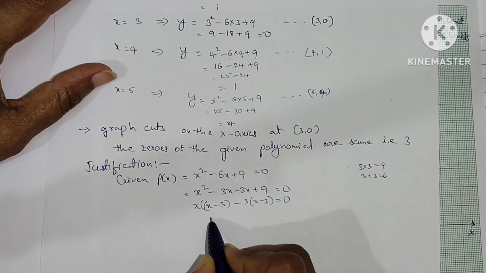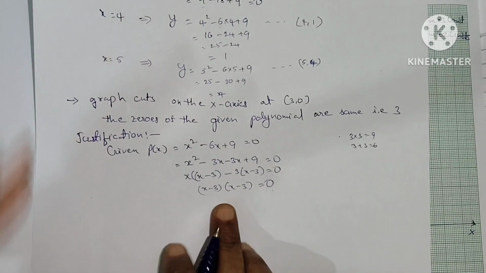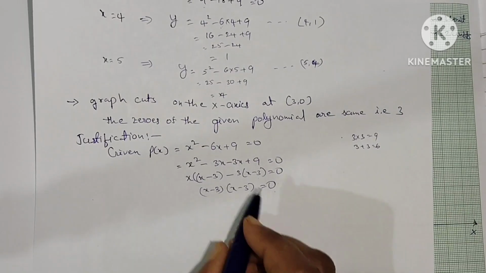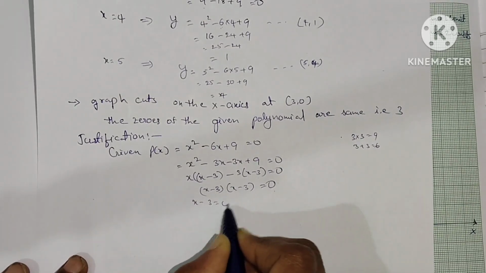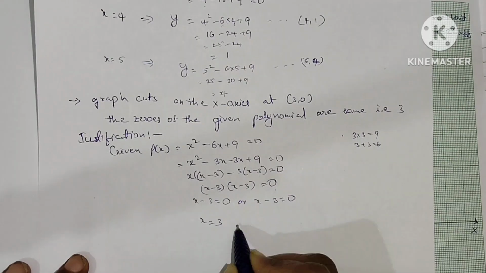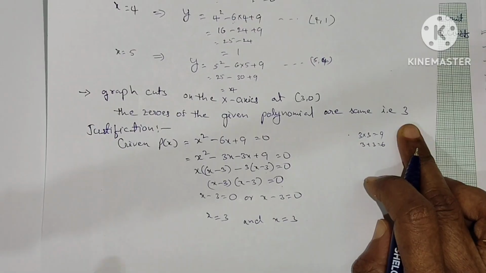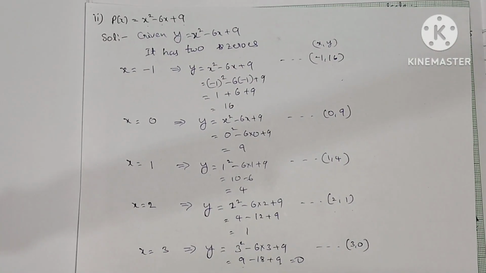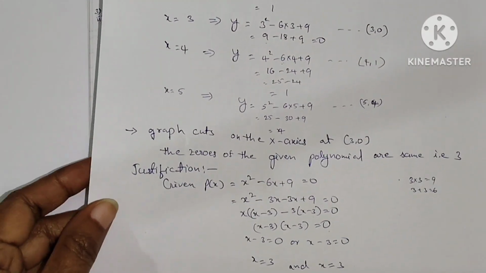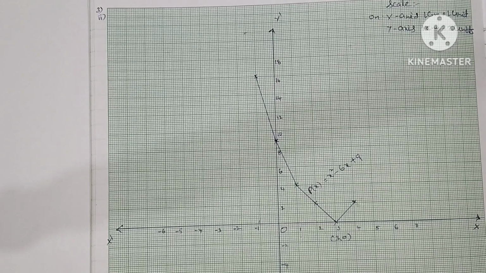Now here x minus 3 is same, so we take common x minus 3. x minus 3 is equal to 0. Here also the same, only one, x minus 3 is equal to 0. So x equal to 3 and x equal to 3. So this is the solution. Here also the same, 3 is coming. So this is the second one's solution. Copy it. So this is the graph of the second one.